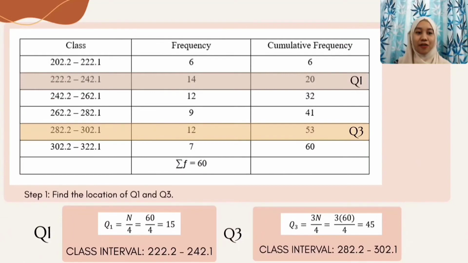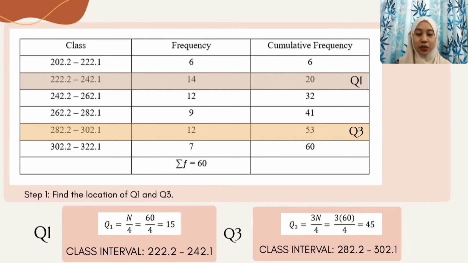To find the value of the first quartile and the third quartile, the first step is we need to find the location of the first quartile and the third quartile, where we use the formula. For the first quartile, we use n divided by 4, where capital N represents our sample. 60 divided by 4, we get the answer 15. And from the table, 15 is located at the second class, where our class interval is 222.2 until 242.1 at frequency 14 and cumulative frequency 20.